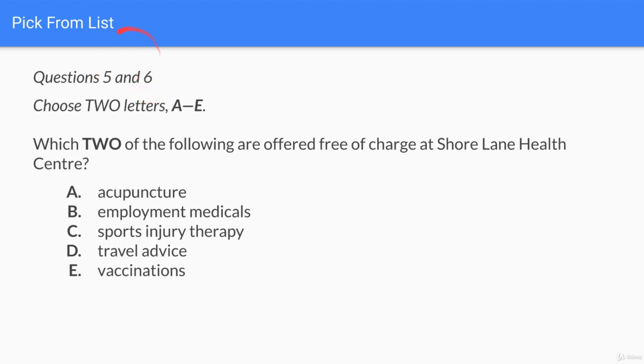So the order doesn't matter. Let's say you ended up picking 2 correct answer choices, it doesn't matter which one goes where, the order doesn't matter as long as you have the 2 correct answer choices.